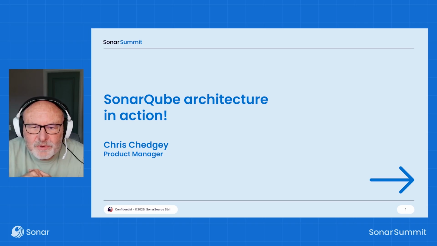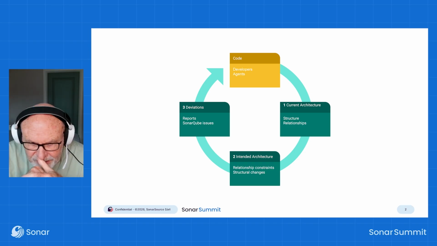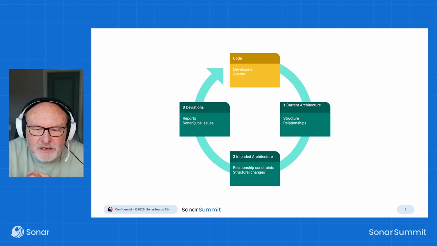Sonar architecture comprises basically three main capabilities. The current architecture is extracted automatically from your source code with every scan. So it's always up to date, and it shows you a representation of the containment structure and relationships in your code.